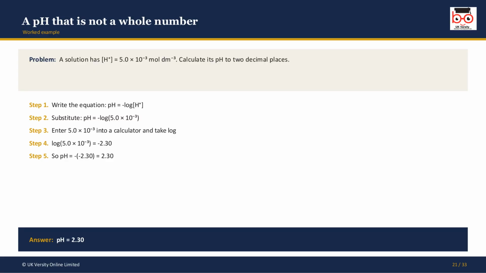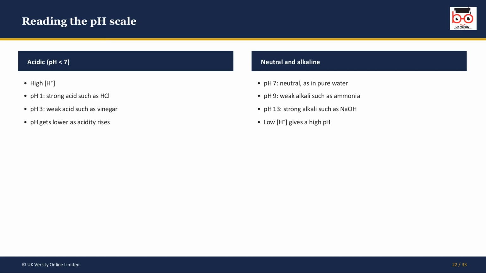So the pH is minus 2.30, which is 2.30. Let's read the scale as a whole. On the acidic side, below 7, the hydrogen ion concentration is high. pH 1 is a strong acid, like hydrochloric acid. pH 3 is a weak acid such as vinegar, and the pH falls lower as the acidity rises.